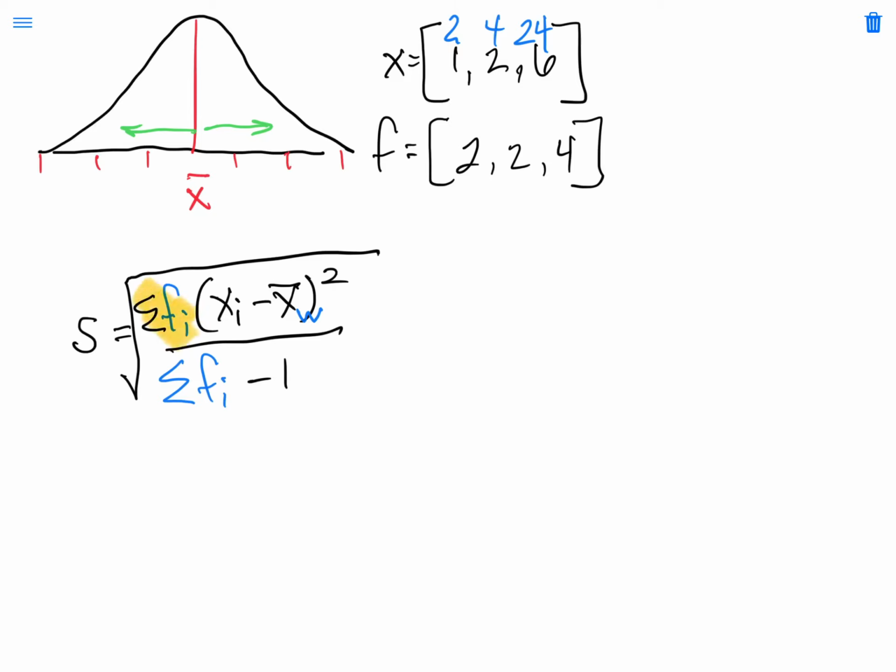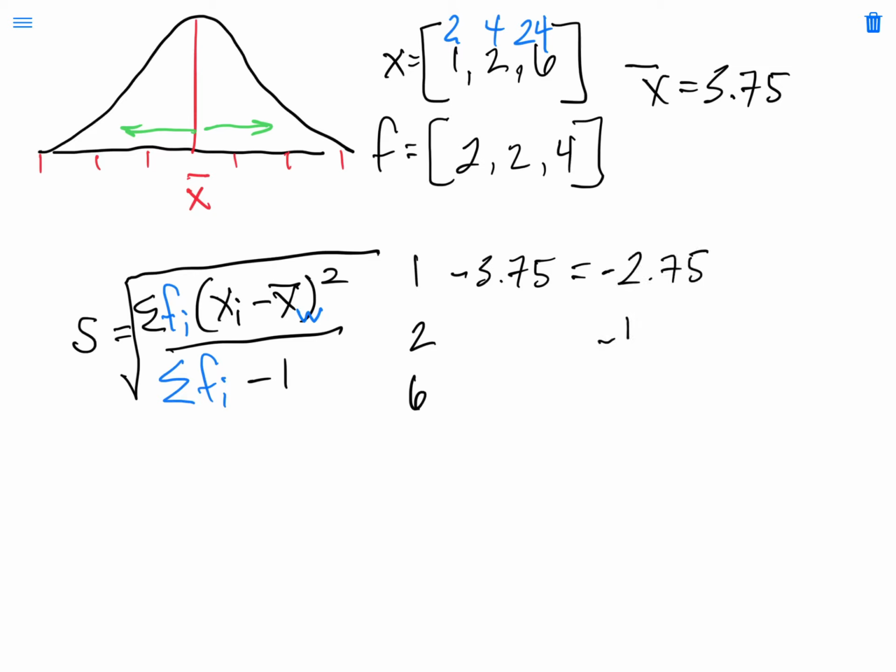Remember, our sum of weights has to appear in the numerator and in the denominator so that they cancel each other out and we get back to our original units, in the same way that we have to take the square root after we square it. Here we have our data, 1, 2, and 6. The weighted mean of these data is 3.75. I subtract 3.75 from each observation, which gives me -2.75, -1.75, and 2.25.